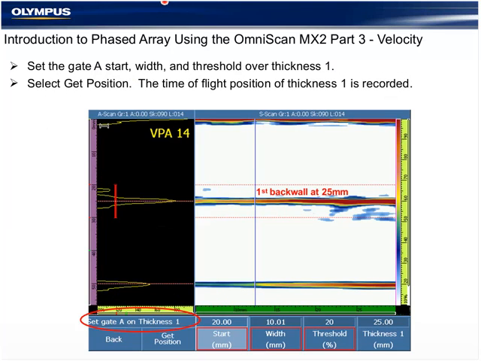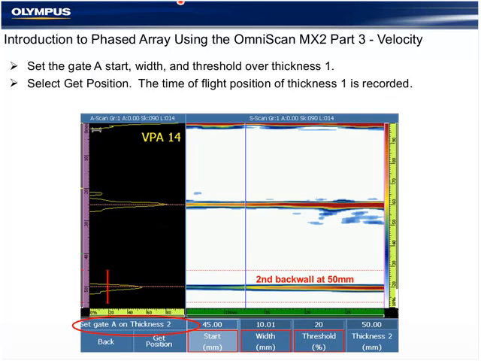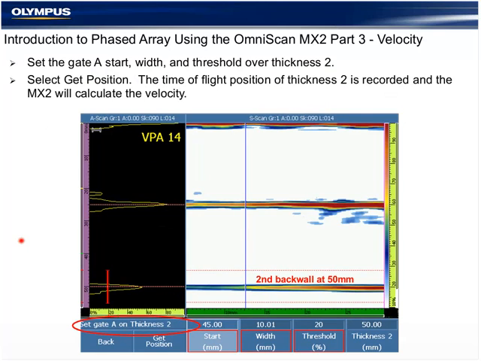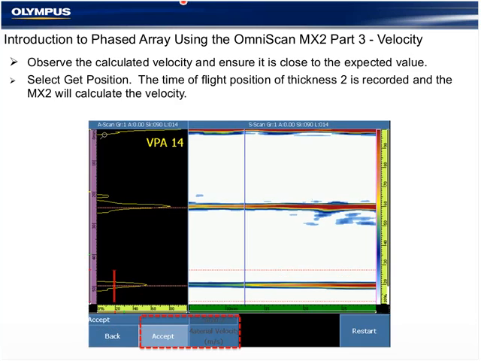The software is going to ask us to set the gate over position 1. So we move it appropriately into this, select get position, and the software will record the peak value in time of flight. And then we repeat the process for the second position. Any two known positions, whether that's a radius at an angle beam or a back wall at 0 degrees, with two known positions, the software can calculate the velocity.